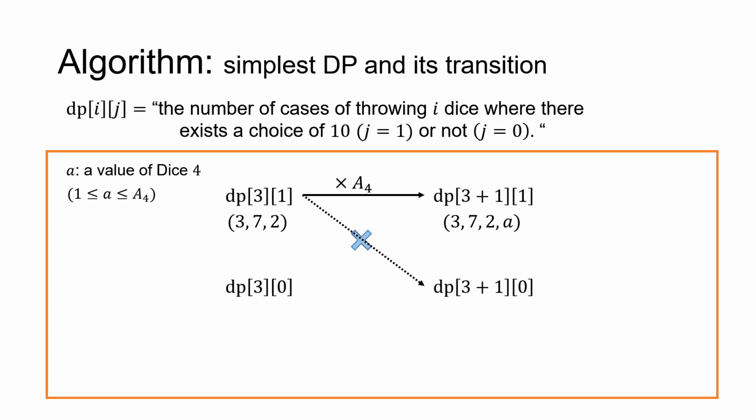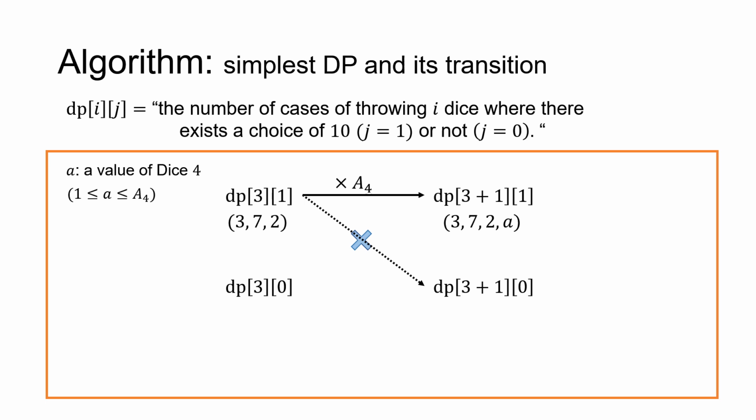The difficult part when using DP is to prepare appropriate variables and values for it. But first, we will begin with the simplest settings. We will prepare two variables, i and j, and define dp[i][j]. When j equals 1, dp[i][1] represents the number of cases of throwing i dice from 1 to i, where there exists a choice of 10, which means the target condition that there is a way to choose some dice so that the sum is 10.